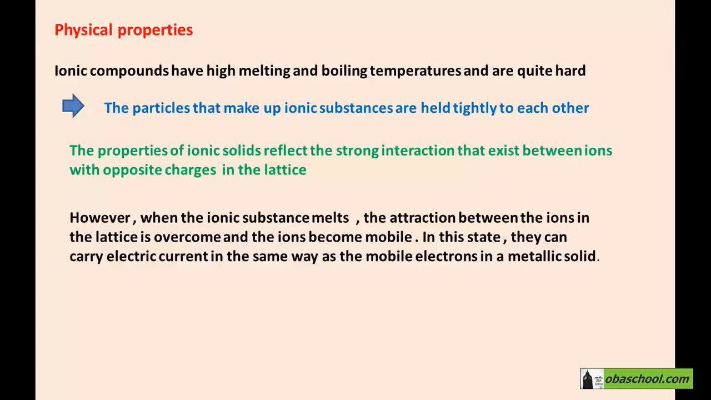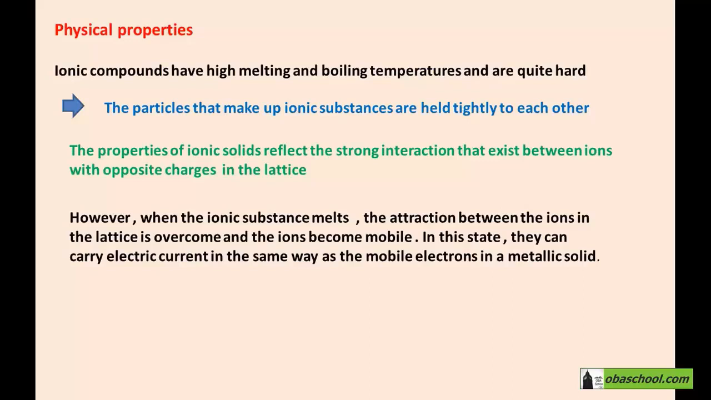Okay, now when the ions move, the ions can conduct electricity. So now, this ionic compound can conduct electricity. Let's read what we have here. In this state, they can carry electric current in the same way as the mobile electrons in a metallic solid. So, the ionic compound can conduct electricity when we melt it and turn it to liquid.